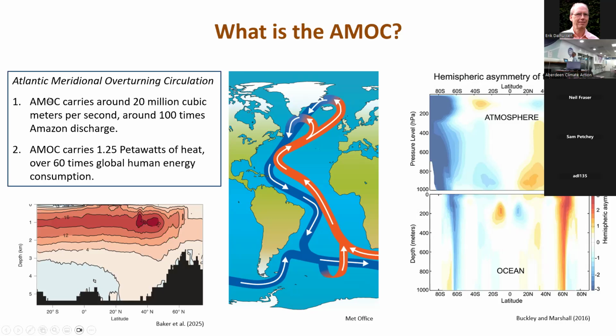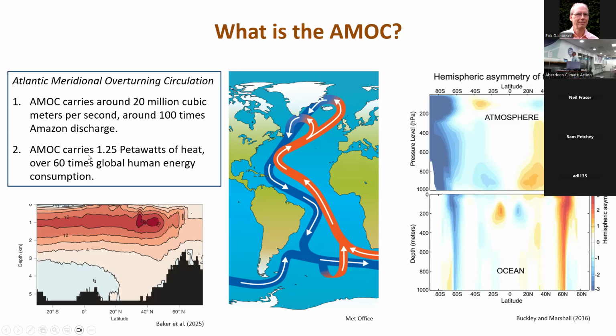So a couple of facts I just thought were interesting to emphasize how big and important this is. The AMOC carries around 20 million cubic meters of water per second. That's around 100 times the discharge of the Amazon River. So big that we don't use the unit cubic meter per second. We call it 20 Sverdrups, which is a sort of shorthand unit we use in oceanography, after a pioneering Norwegian oceanographer called Harald Sverdrup. So you'll see the unit Sverdrup used quite a lot in this presentation.